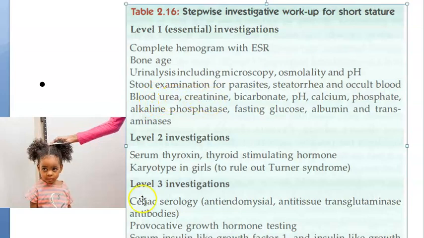Check for blood urea creatinine because this will indicate to you the kidney function, right? How well is the kidney working? Urea creatinine. Bicarbonate, pH, basically again to know whether the person is having some acidosis like that.